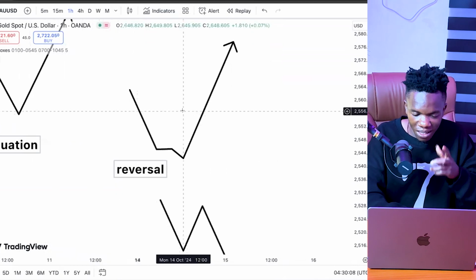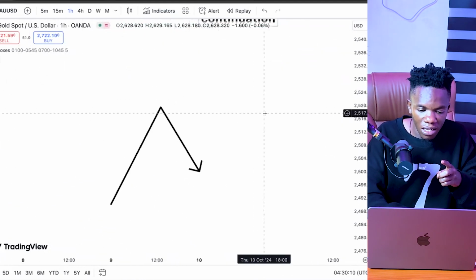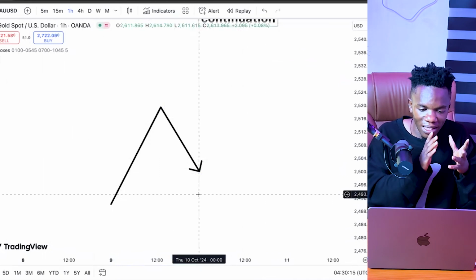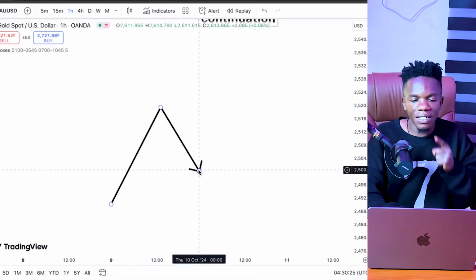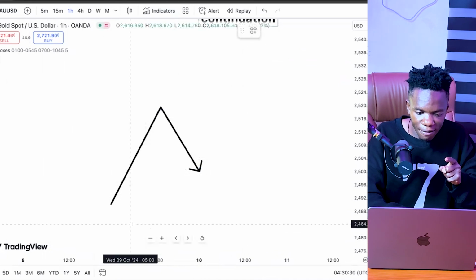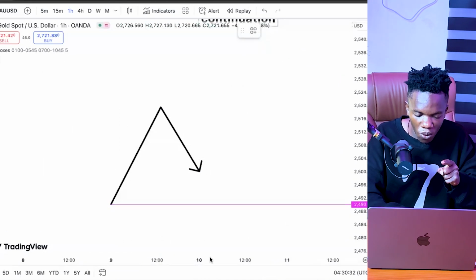Remember, we are still dealing with this reversal approach. This is a typical impulse and retracement, usually on the 1 hour time frame. The 1 hour time frame is very, very strategic as a day trader. Whenever you're on the 1 hour time frame, make sure you identify the recent range in the market, the low and the high.